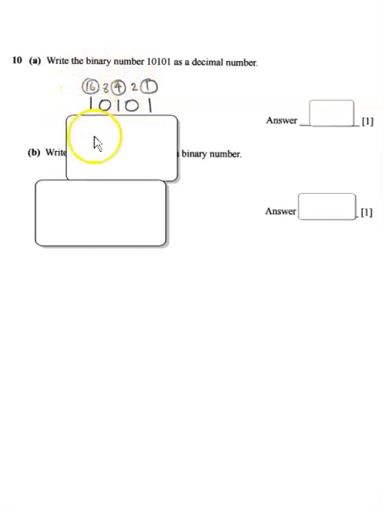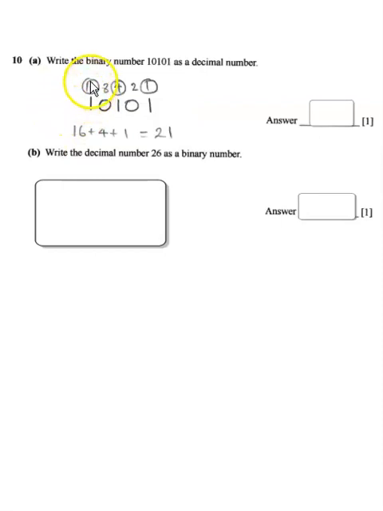And then it's the ones we look at. So the value of this one is 16. The value of this one is 4. The value of this one is 1. So we add these three up, and it's 21 is the decimal number for that.